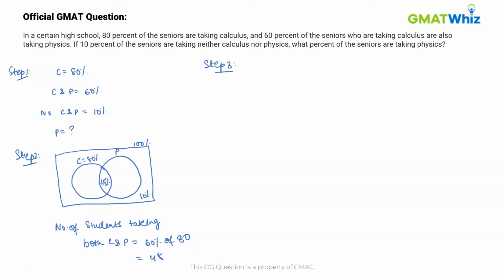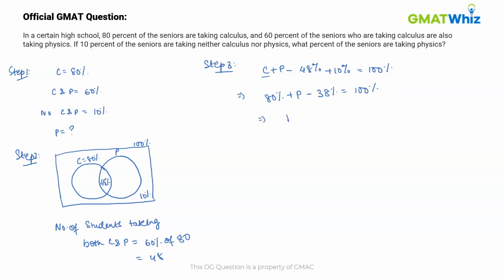So according to this entity diagram, we should have C plus P minus 48%, which is the common students taking both calculus and physics, plus the remaining 10% students who are taking neither of the subjects, and it should be equal to 100%. We also know that the value of C is 80%. Then we have 80% plus P minus 38% equals 100%.